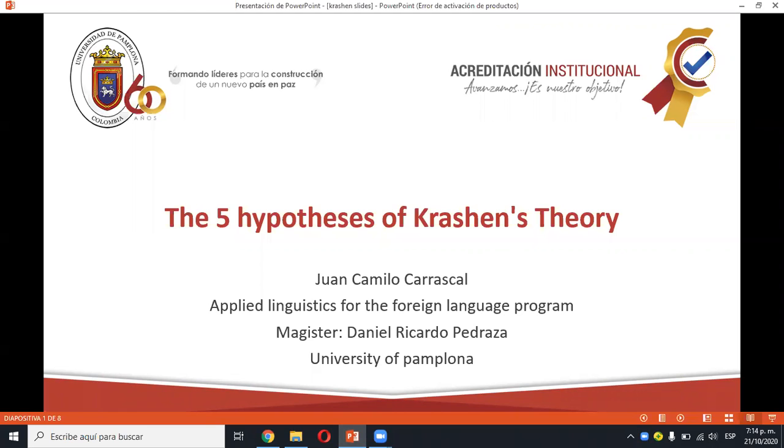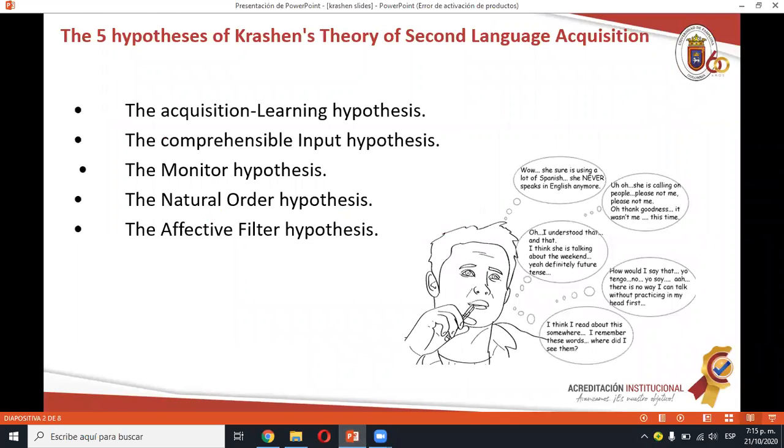That is the five hypotheses of Krashen's theory of second language acquisition. First of all, we need to know what they are. So, the acquisition-learning hypothesis, the comprehensible input hypothesis, the monitor hypothesis, the natural order hypothesis, and finally, the affective filter hypothesis.